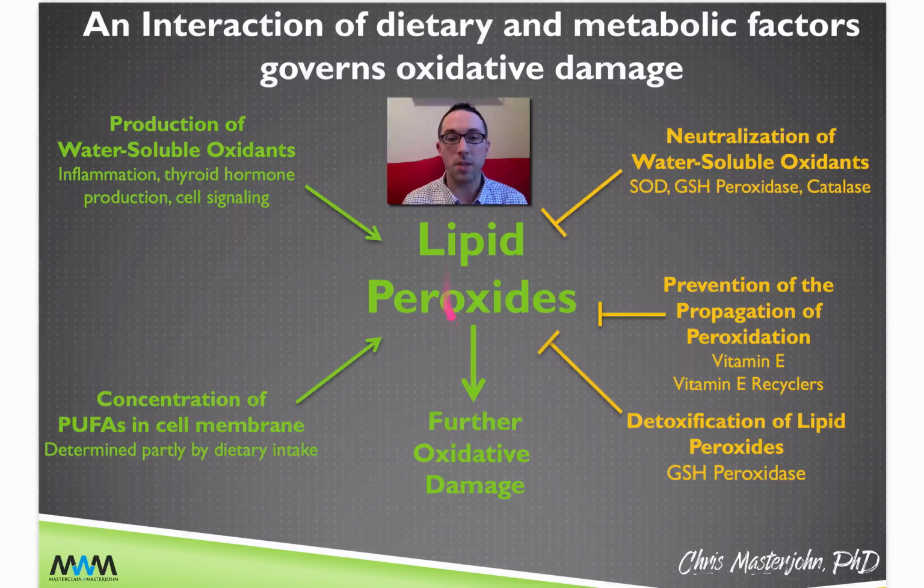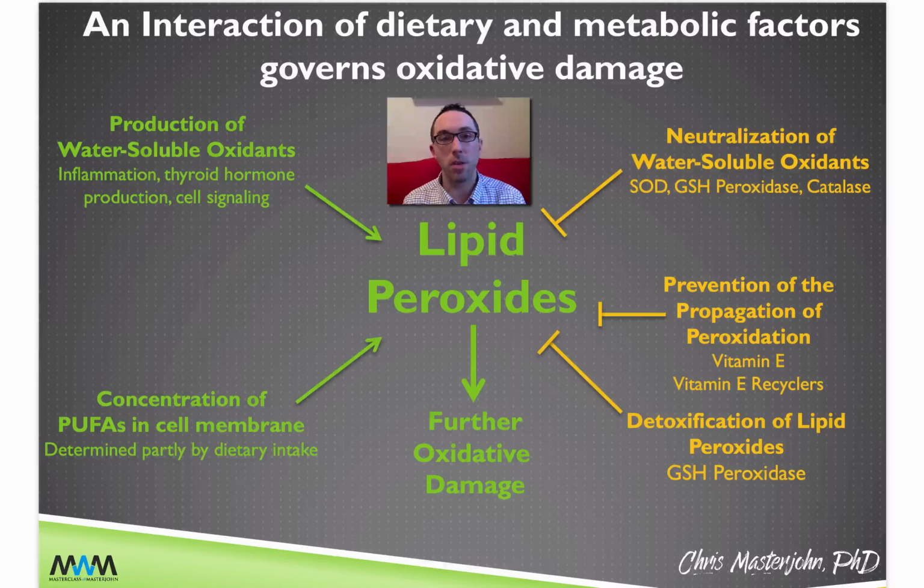The more lipid peroxides we have, the more they stimulate further oxidative damage. And the more these counteracting forces minimize lipid peroxidation, the more we can minimize that other oxidative damage. When you're thinking about how to minimize it in an individual person, no one component of this system is any more important than any other.